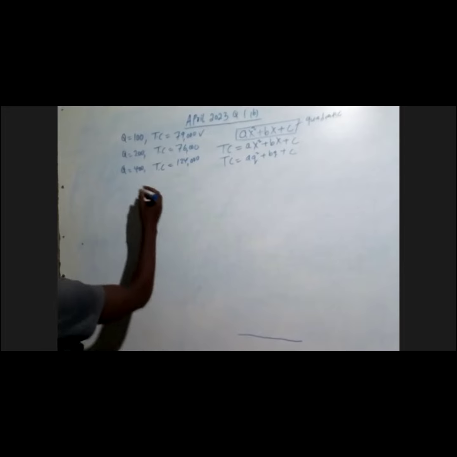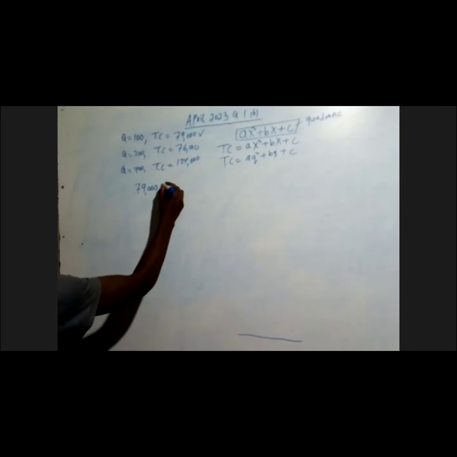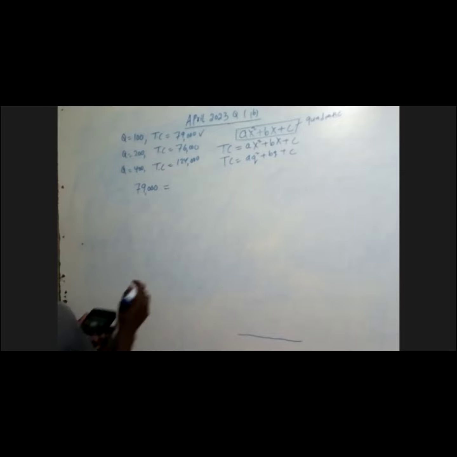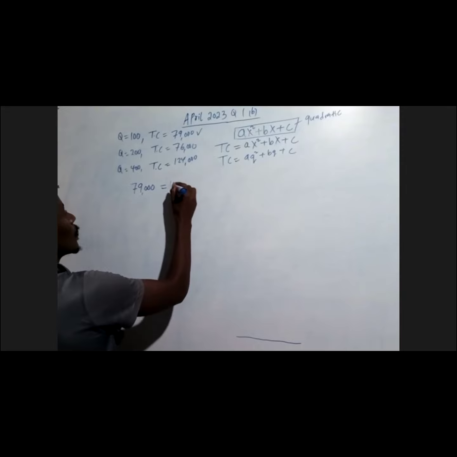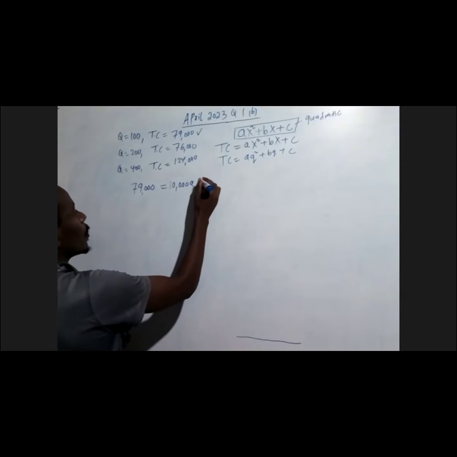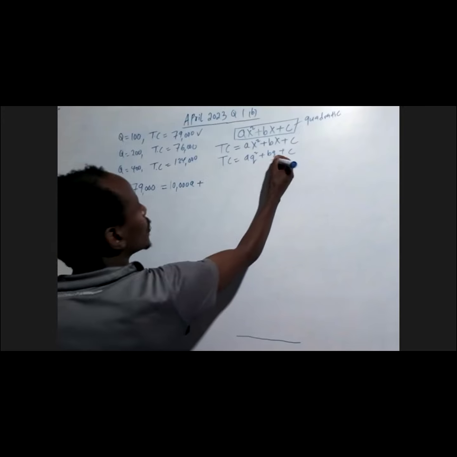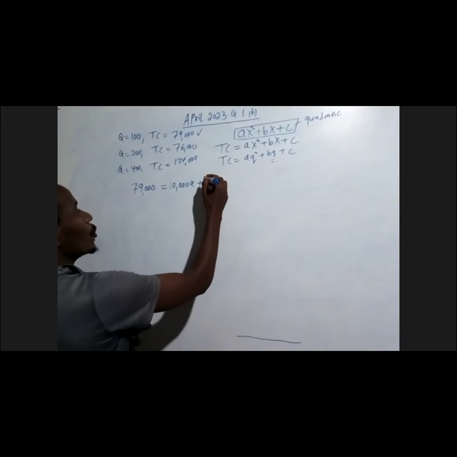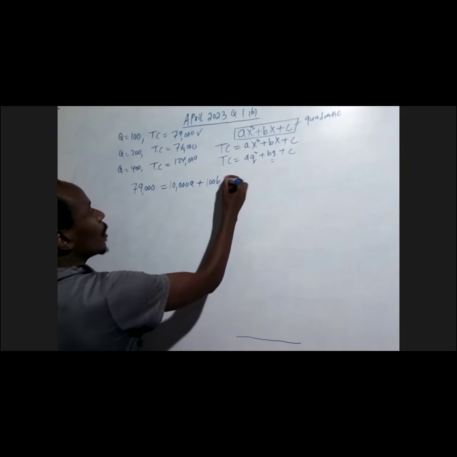So let us continue. We have said when total cost is 79,000, our Q is 100 squared. So what is 100 squared? 100 squared is 10,000 A. Plus, when you go to the next one, it is Q, so it remains Q, B plus C.